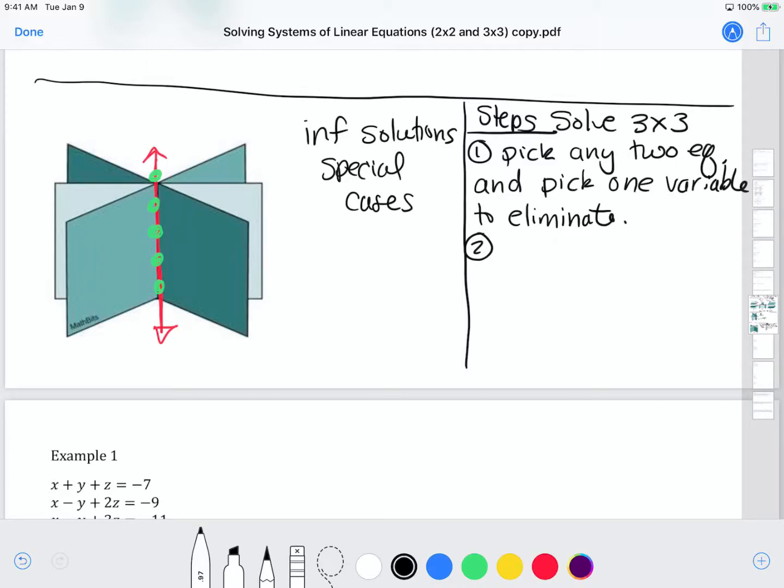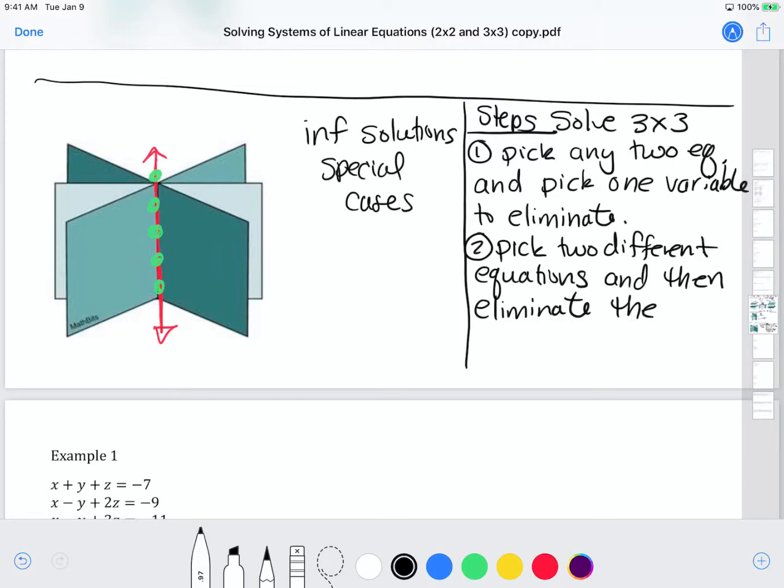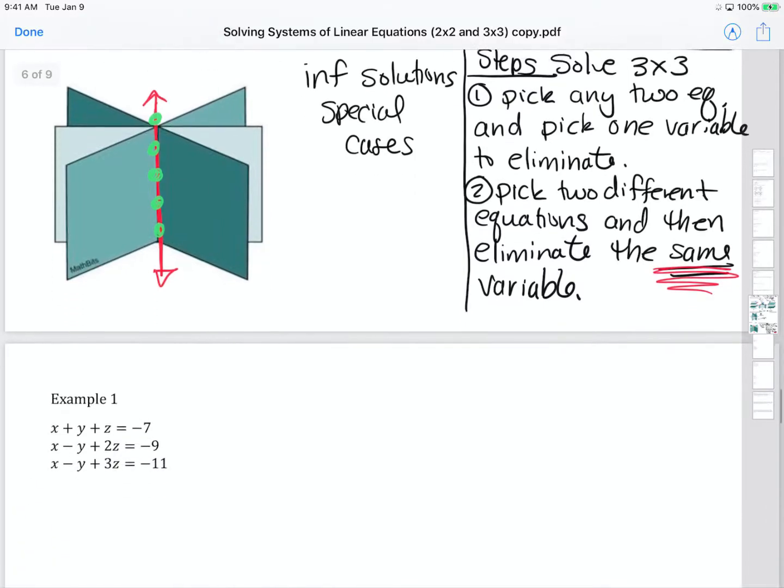Then in step 2, you're going to pick two different equations and eliminate the same variable. That is the key step. When you pick a second set of equations, you have to pick the same variable to eliminate. If you don't, that's when it's going to get really messy and really frustrating. I can't stress that enough. When you pick your second pair of equations, you want to eliminate the same variable you did in the first two equations. And then what's going to happen, let me scroll down, I'm running out of room here.